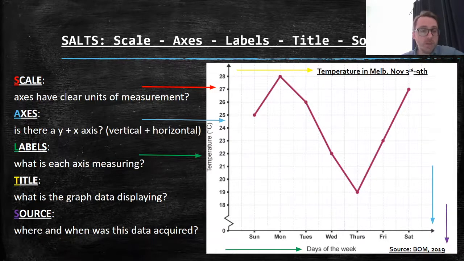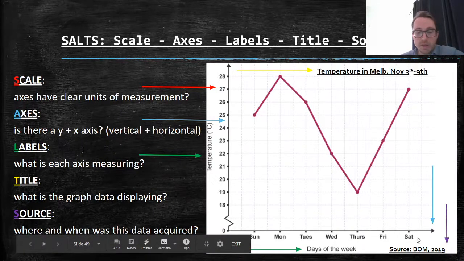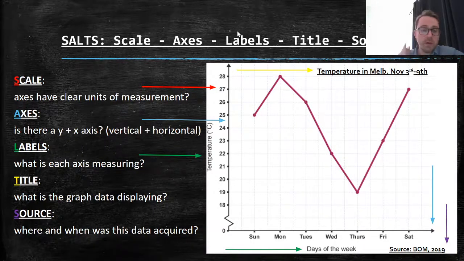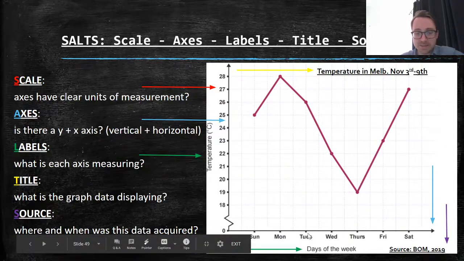Axes. I need to have a vertical, so the y-axis, and the x-axis here, horizontal. So I need to have two lines for my graph to measure against. Otherwise, it's not a graph. L is for labels. For each axis, I need to know what it's measuring. If I had these numbers, 28, 27 and so on, but I didn't have temperature, I wouldn't know what I'm measuring. It could be anything. And I need to know the x-axis as well. I need to know the label for that. If I didn't have days of the week there, I'm not sure what it'd be measuring. I probably could, because it's Sunday, Monday, but anyway.